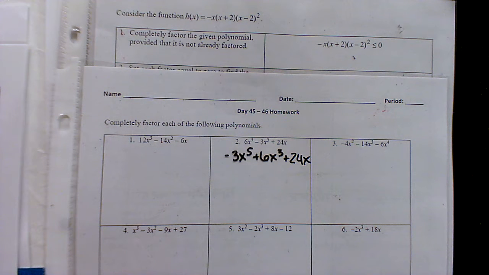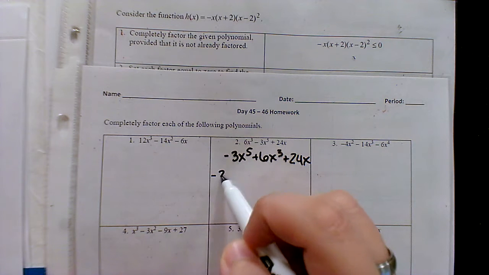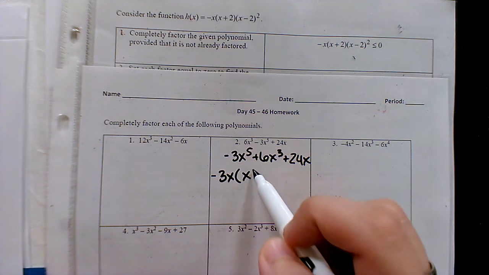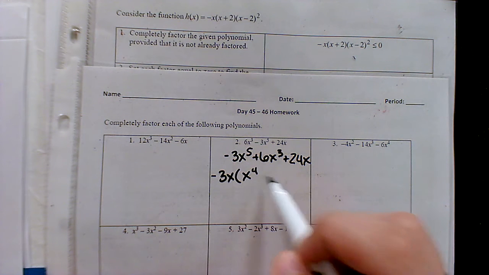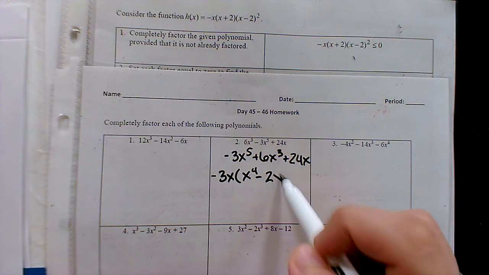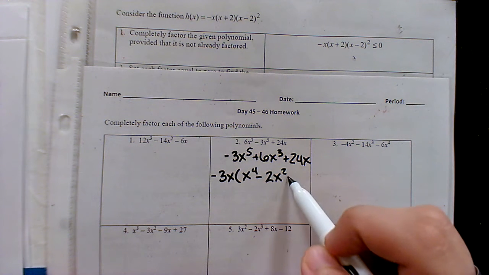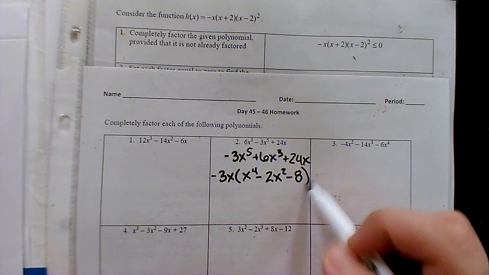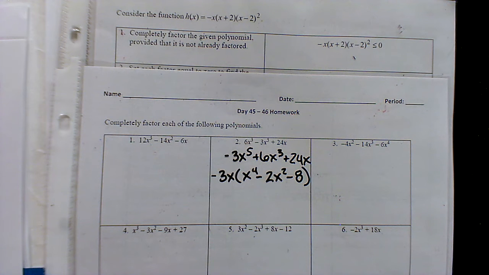So is there a GCF we can take out? Do you notice anything that all of those share? Either a number or variable? Yeah. I took out negative 3x. Okay, a negative 3x. So we'd be left with a positive x to the 4th, a negative 2x squared, and a negative 8. Are we done, or can we keep going?